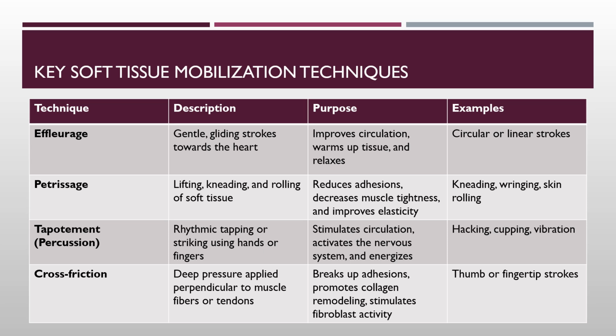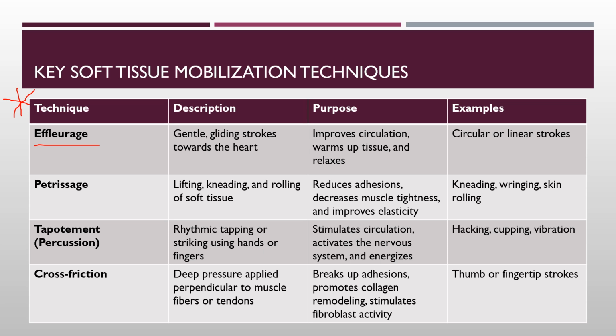I would star this slide if I were you. These are going to be the techniques that we're going to be learning in our lab setting. The first one is called Effleurage. The description of this is nice gentle gliding strokes, typically starting distal and then moving towards the heart. We're just trying to improve lymphatic flow and venous return. So we always want to start distal and move more proximally.